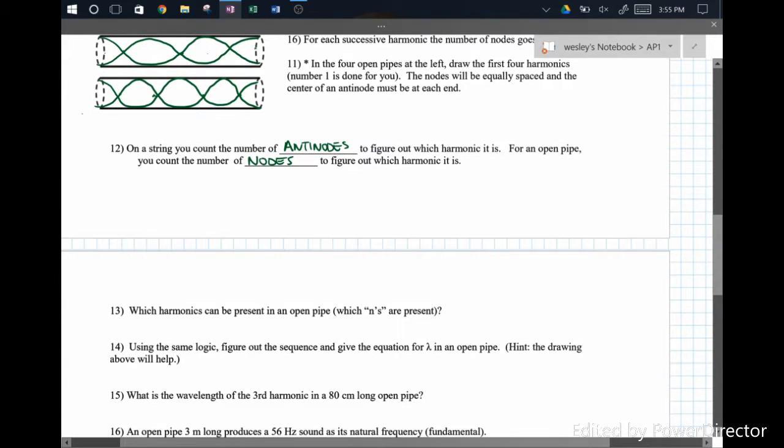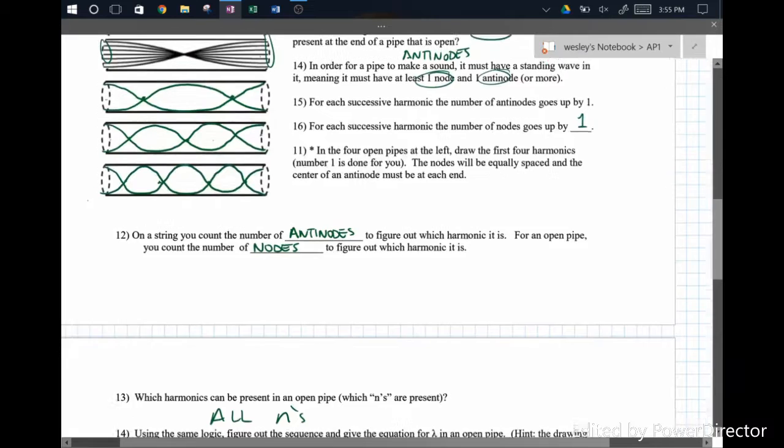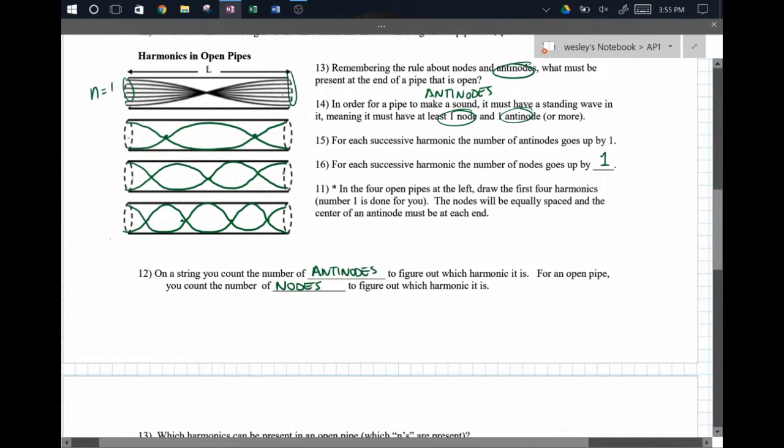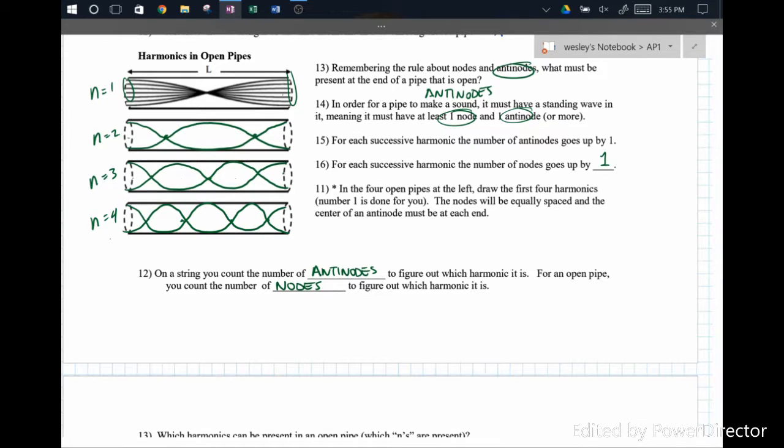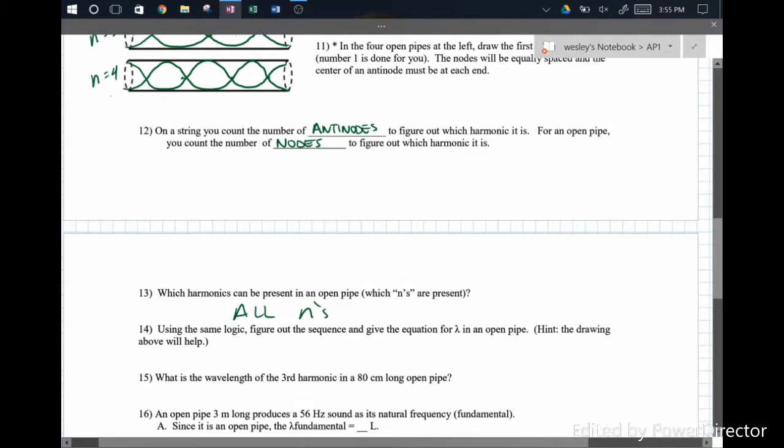Which harmonics can be present in an open pipe? All of them are possible. This is n equals 1, n equals 2, n equals 3, n equals 4. All of the harmonics are possible there, because each one of those shapes is going to give me a valid standing wave. Now figure out the sequence and give the equation for lambda in an open pipe.